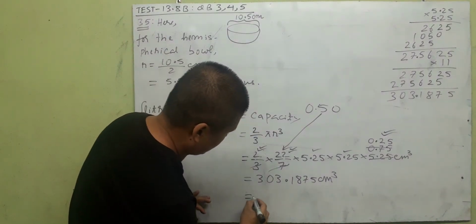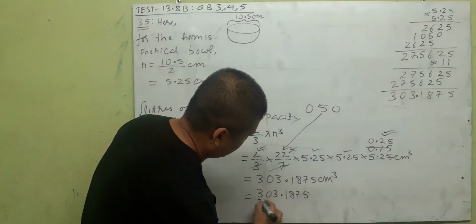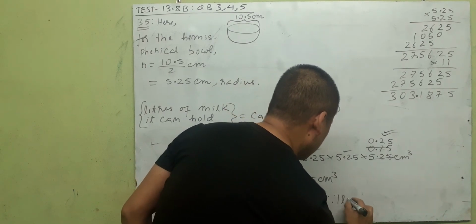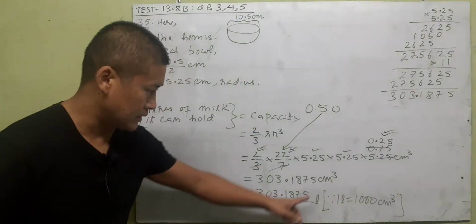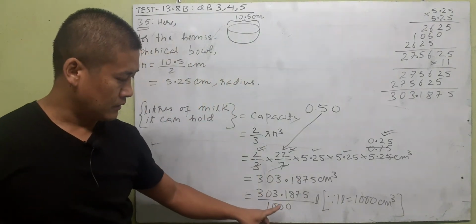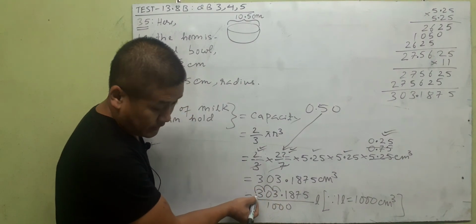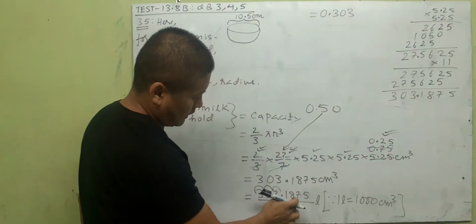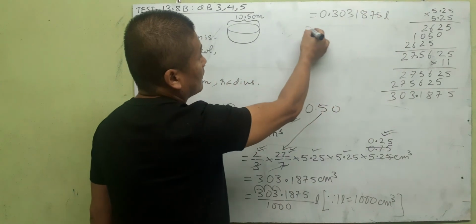So let us do that. We know this by now, 0.1875 divided by 1000, and we'll give the reason. Then it will become liter, because we know 1 liter is equal to 1000 centimeter cube. So if you are changing centimeter cube to liter, you're changing the smaller to the bigger. That's why we're dividing. So when you divide by 3 zeros, the decimal point will move 3 more places to the left. So 1, 2 and 3 to the left side of this 3. So your answer will be 0.3031875 liters.